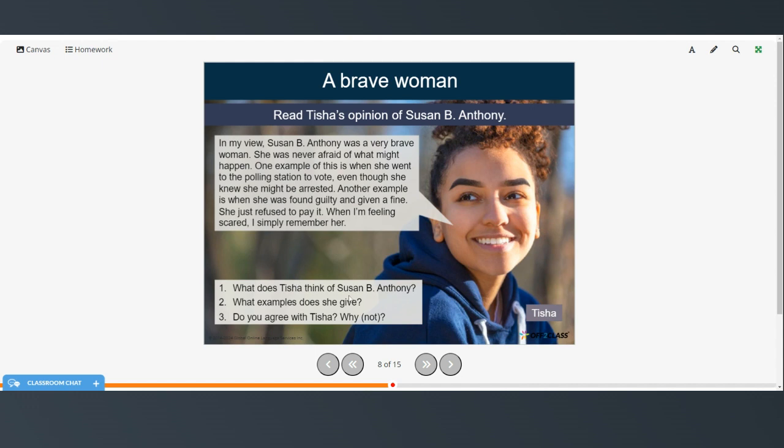So what does Tisha think of Susan B. Anthony? She thinks that she was very brave. What examples does she give? The example is when she went to the polling station, even though she knew she might be arrested. And then when she was found guilty and given a fine, she refused to pay it. And do you agree with Tisha? Why or why not?